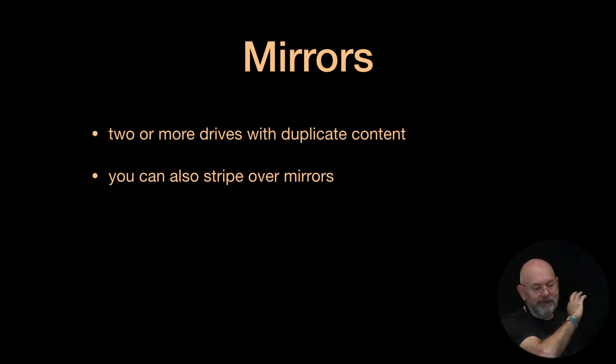RAID 0 is usually referred to as striping. But in a stripe over two mirrors, you can lose two drives so long as they're not in the same mirror before you die.